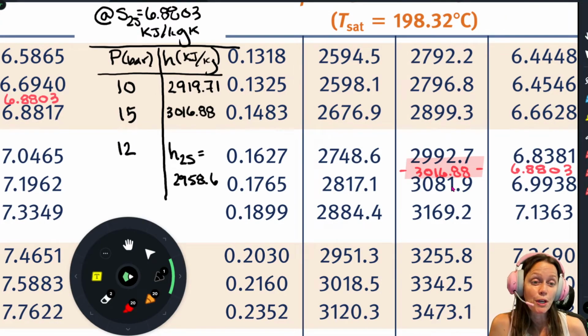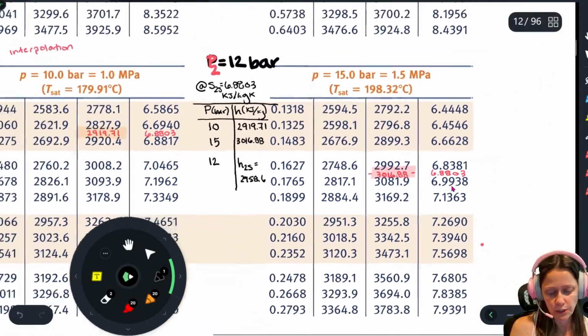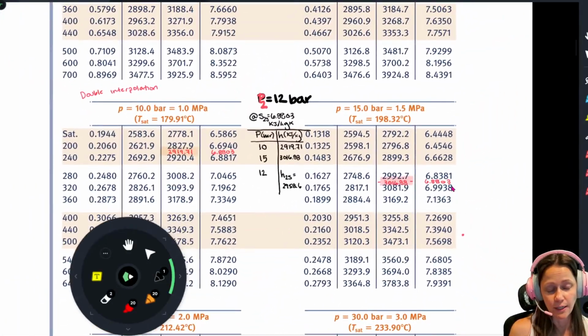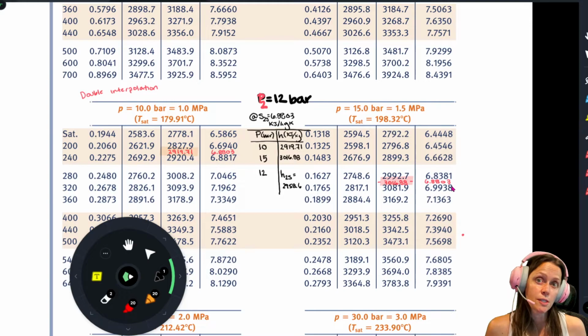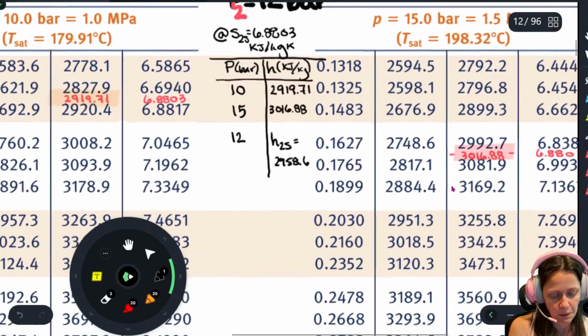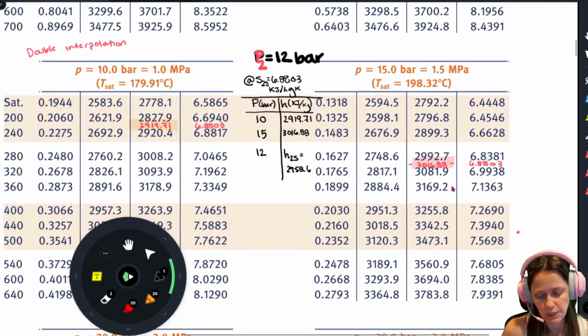Okay, so if you want a little refresher on double interpolation, it's way back in Unit 1, but there you go. I typically don't like to put double interpolations on tests, but it's not outside of the realm of possibility. It is something that you should know and be able to do. So 2958.6.